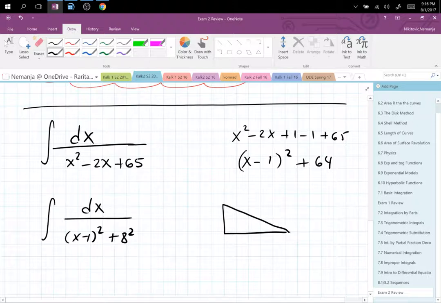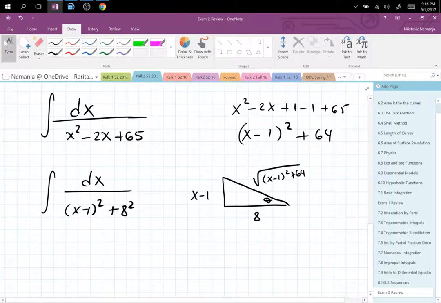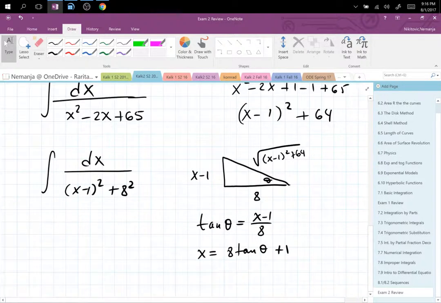So you go and you set up the triangle, and then you say these are both legs, so x minus 1 and 8, and this is the square root of x minus 1 squared plus 64, right? And then you have your tangent theta, x minus 1 over 8, from where you get x to be 8 tangent theta plus 1, and dx to be 8 secant squared theta d theta.